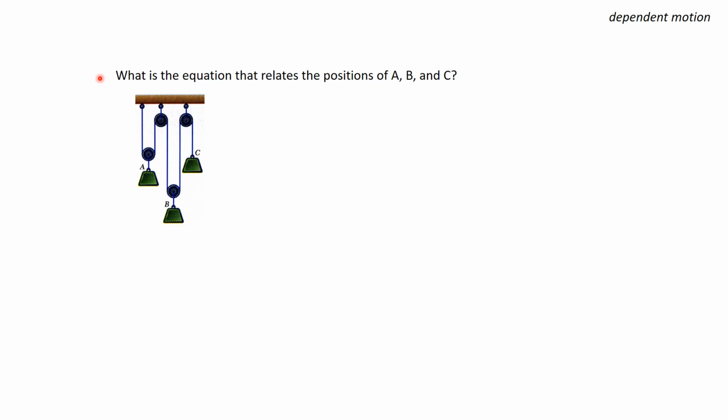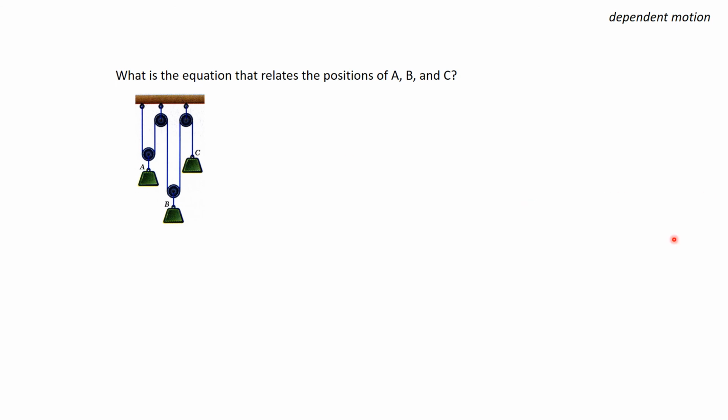What is the equation that relates the positions of, now we have A, B, and C? Practice makes perfect, so look at a couple of these things, see if you can figure that out. What is holding up C? There's only one cable that's holding up C. Over here to B, we have two cables that are holding up B, and for A, we have two cables that are holding up A.